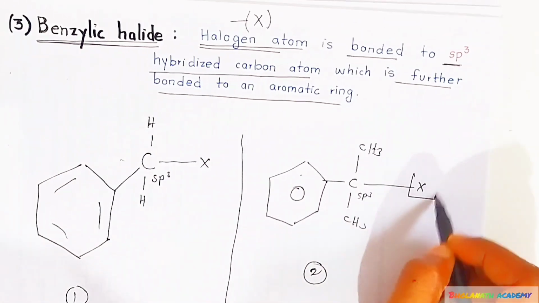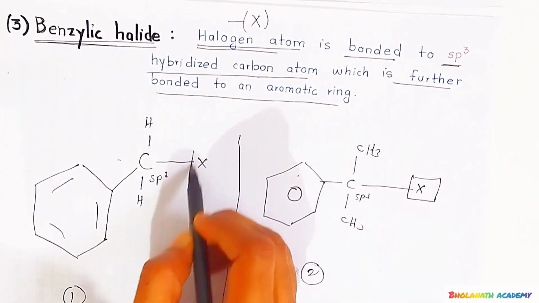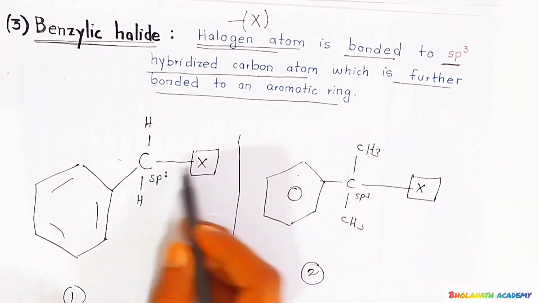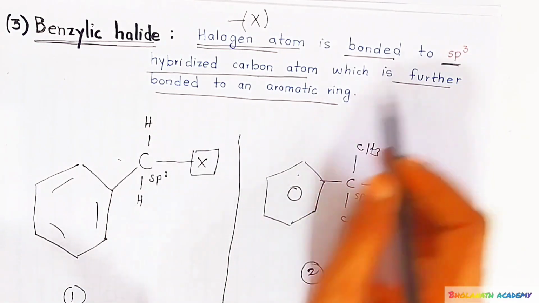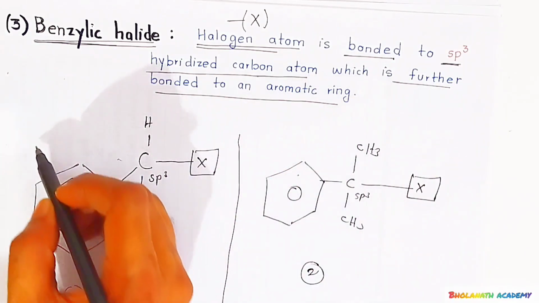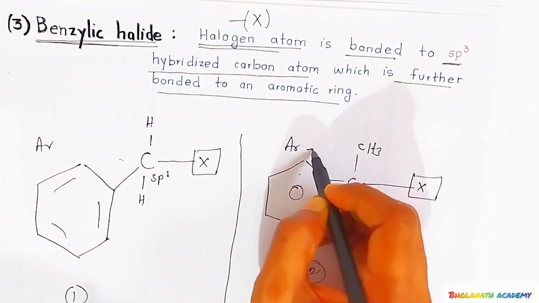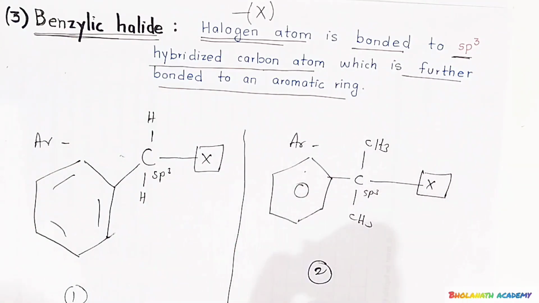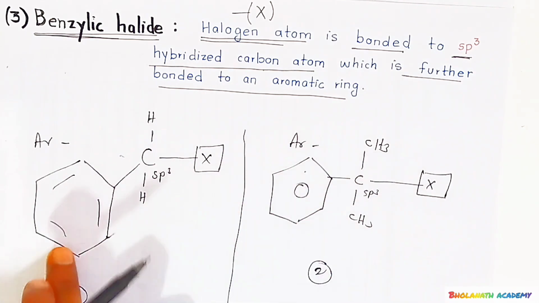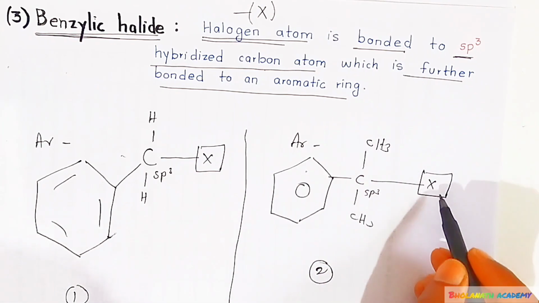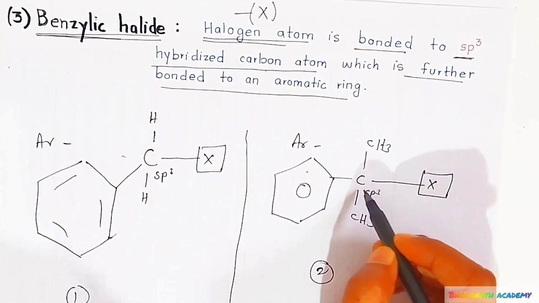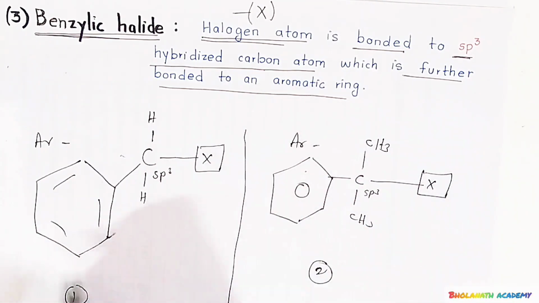Here the halogen atom is attached to sp3 hybridized carbon. This halogen atom is attached to sp3 hybridized carbon, which is further bonded to aromatic ring. This is the aromatic ring, students. Both are aromatic rings. See, if it is bonded to aromatic ring, then the compound is called as benzylic halide. So both are benzylic type of halide. These both are monohalogen derivatives of alkanes, but they are containing benzene group. That is why it is called as benzylic halide. Here the halogen is always attached to the sp3 hybridized carbon. That is why both are examples of benzylic halide.